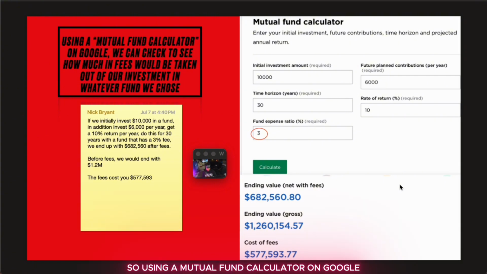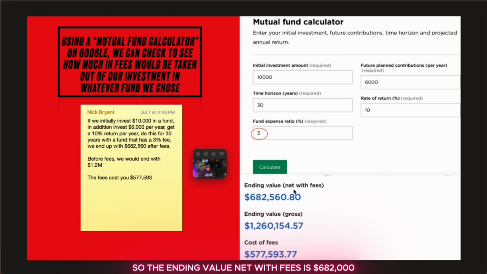Alright, so using a mutual fund calculator on Google, we can check to see how much in fees will be taken out of our investment in whatever fund we were to choose. So here's a mutual fund calculator. If we initially invest $10,000 into a fund, and in addition, we invest $6,000 per year, we get a 10% rate of return, and we do this for 30 years with a fund that has a 3% expense ratio. This will be the first fund we looked at on the last slide.